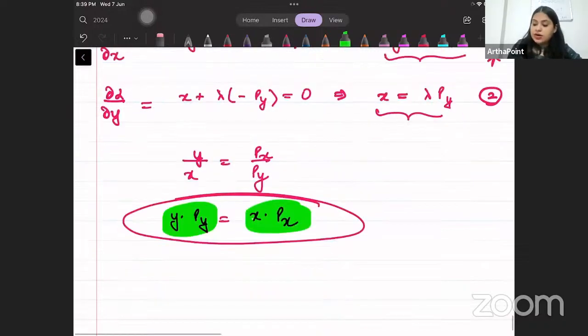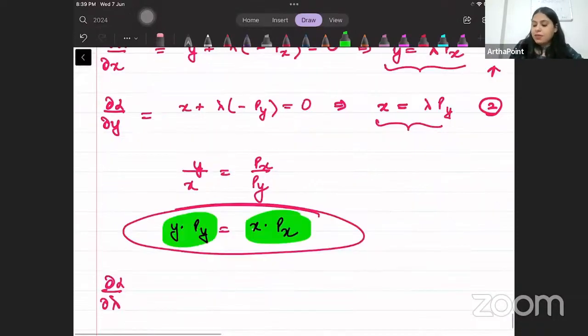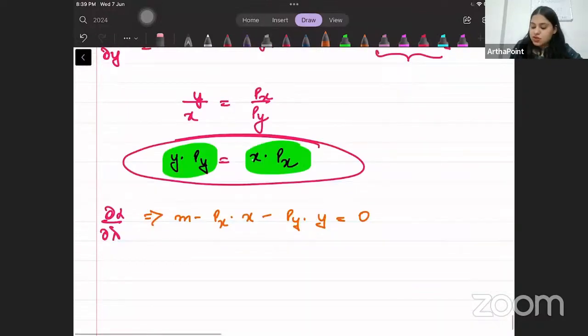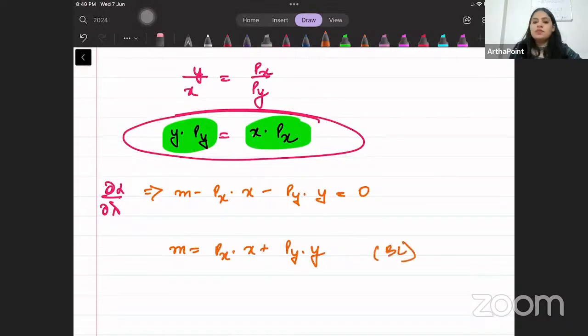Now, differentiate this with respect to lambda. So when you differentiate it with respect to lambda, you will get this part only. That is what is being multiplied with it. So you will simply get m minus px into x minus py into y is equal to 0. Which means you will simply get m is equal to px into x plus py into y. This is nothing but your budget line.